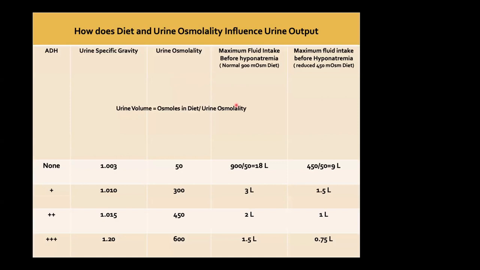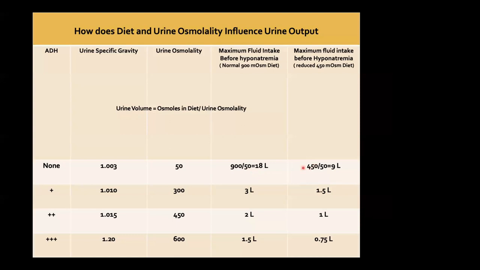And if you are a very, very rich hospital, urine osmolarity is directly proportional to ADH levels, right? So if your ADH level is high, then your urine osmolarity should be high. If your ADH level is low or absent, then your urine osmolarity will be around 50, okay? And the same thing as I told you before, if you have a normal diet and you are excreting 900 osmoles divided by the lowest urine osmolarity, which is 50, then potentially you can excrete 18 liters.